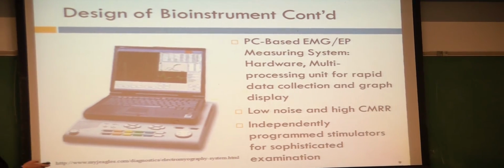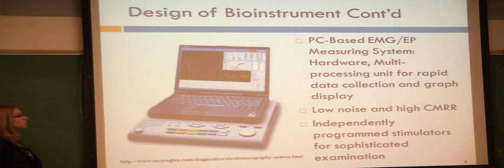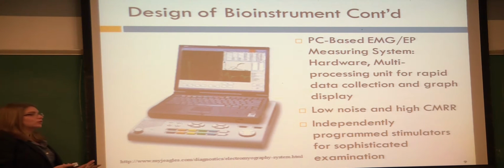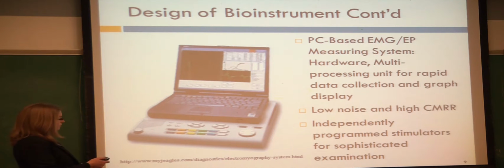So continuing with the bioinstrument design, the PC-based EMG/EP measuring system hardware is a multi-processing unit for rapid data collection and graph display. That way, while you're in the doctor's office, you can get your results right there, and we can tell you what kind of disease you have, or if you are very normal. It has low noise, which is really good, and a high common mode rejection ratio, which allows the signal to be very clear and to not really have any guesswork on whether the signal really means anything. It independently programs stimulators for sophisticated examination, so your doctor has to only push a minimal number of buttons to change what they're measuring and where, and what electrodes.